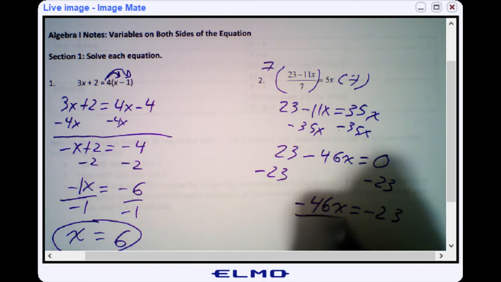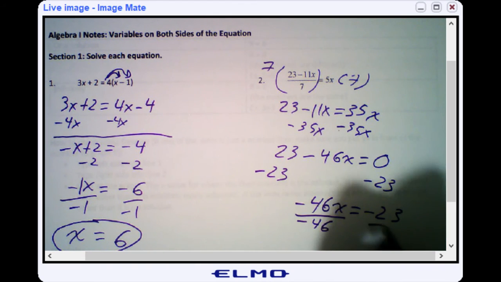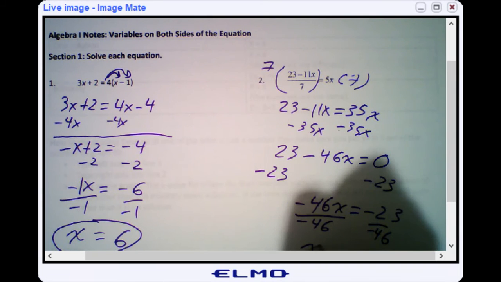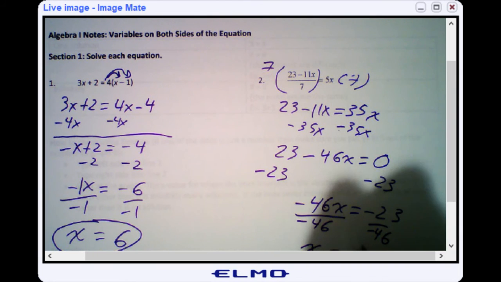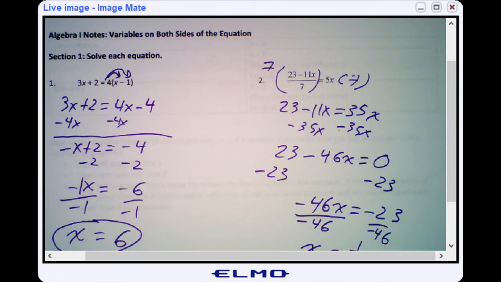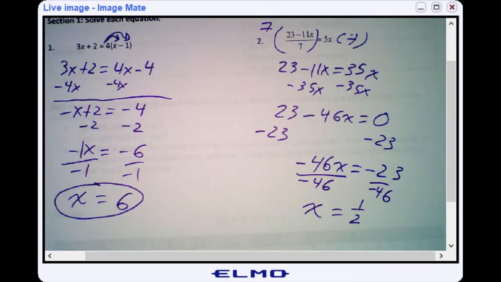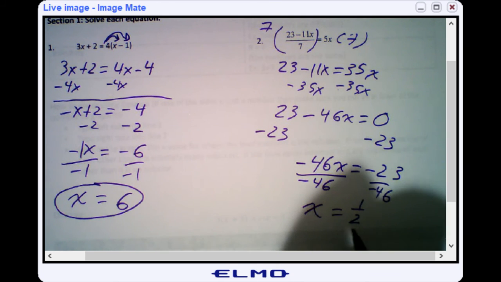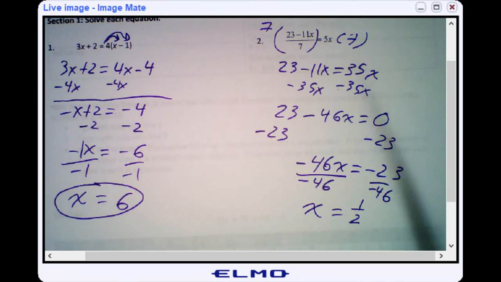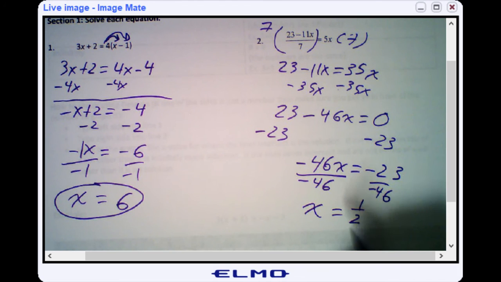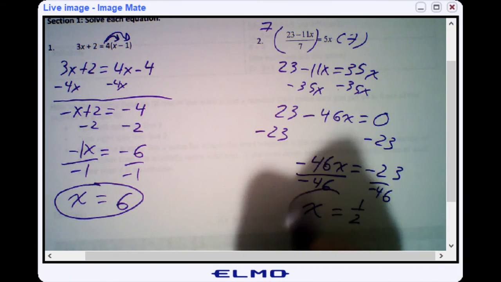And then I'm just going to divide both sides by negative 46. I'm going to simplify my fraction here. That's going to give me 1/2, or you could have 0.5. Again, you can check by plugging 1/2 in for x on the left side and figuring out that value in Desmos. Plug 1/2 in on the right side and figure out that value, and they should be the same.